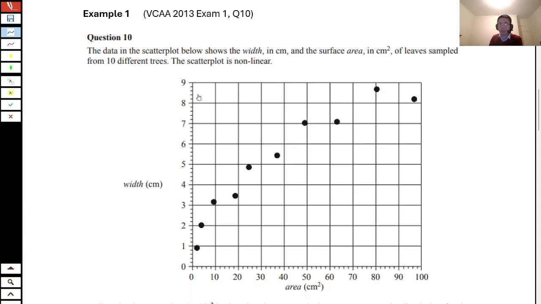You've been given a scatter plot, and we are told that we are going to linearize the scatter plot, so the transformation is being given to us by plotting width squared versus area. So that means y squared versus x. Okay, helpful to note that.